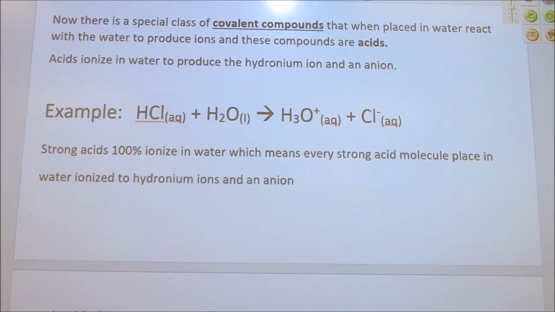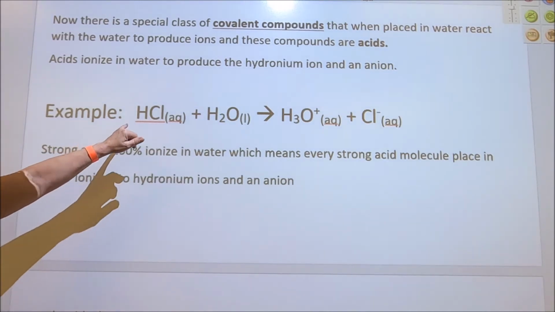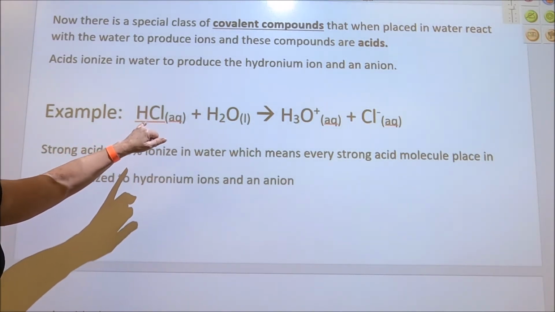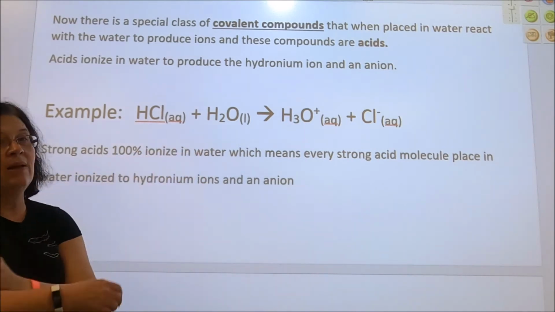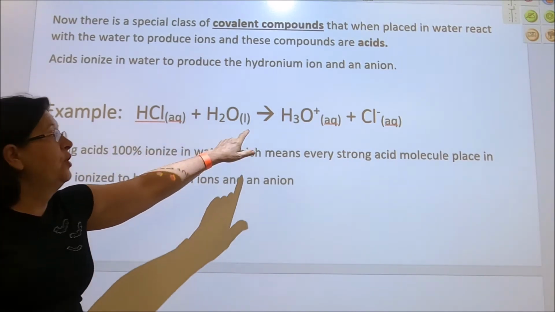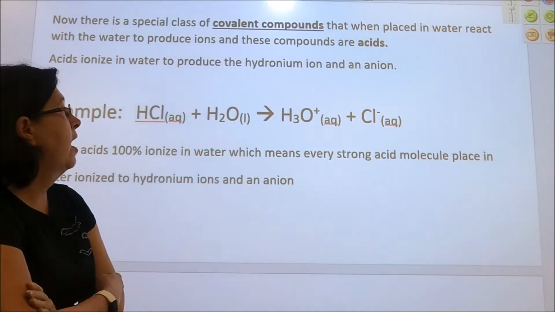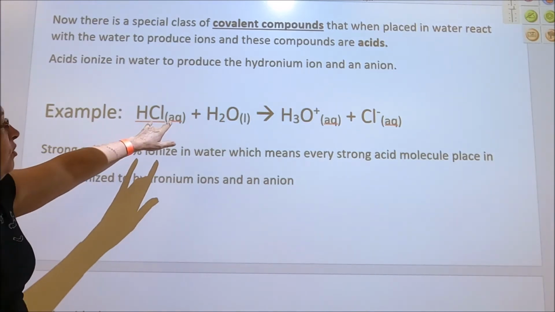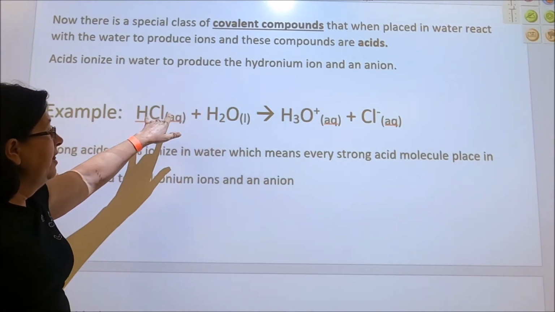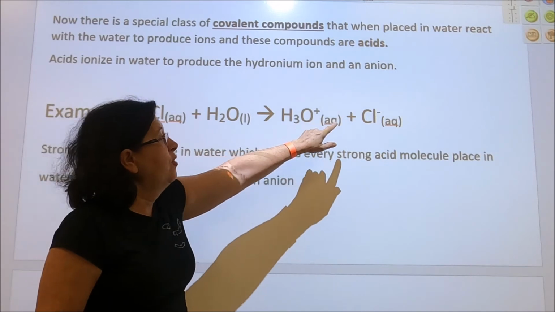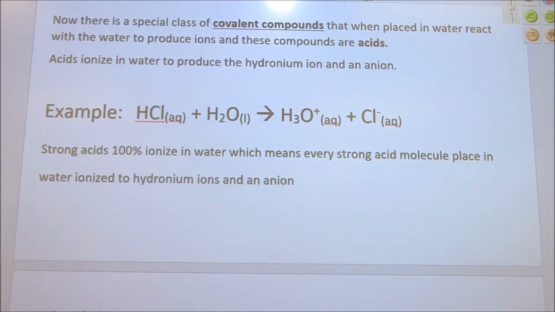Now, I mentioned it earlier, our special class of covalent compounds, the acids. Okay? What happens with acids is that once they dissolve in water, they actually chemically react with water to produce hydronium ions and an anion. So if HCl dissolves in water, it then reacts with water to produce hydronium ions and chloride ions.